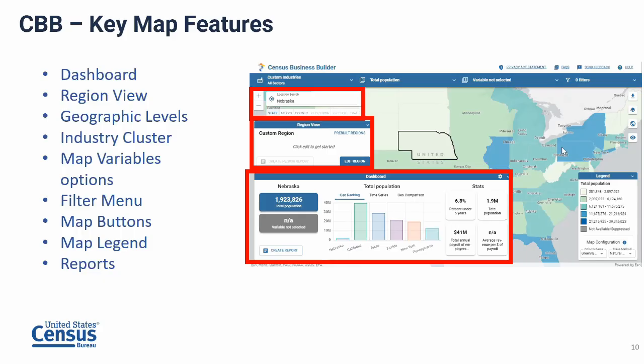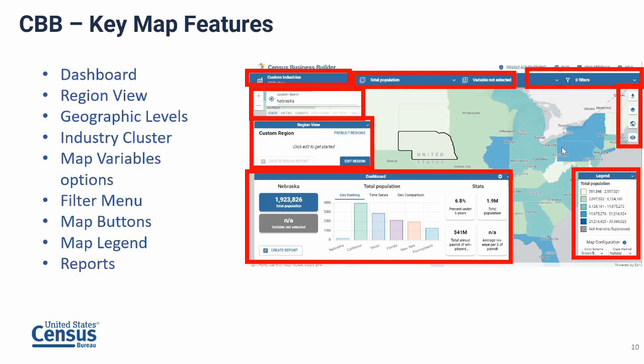You can look at industry clusters. You can map variable options. You can use the menu filter. There is a map button with some additional features there. There's a map legend, as well as you can generate a report. And that report's really an important tool with Census Business Builder.